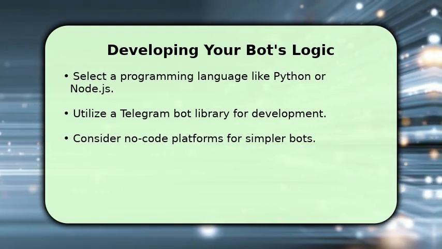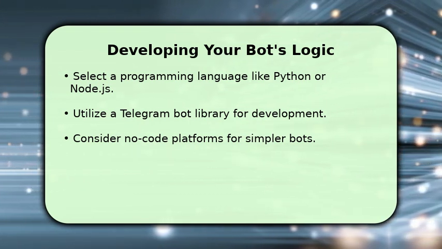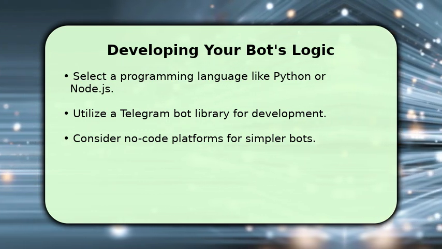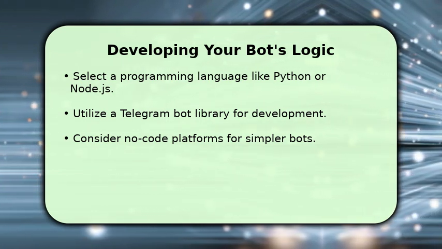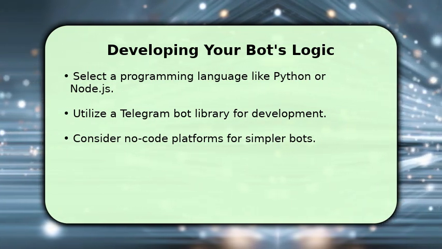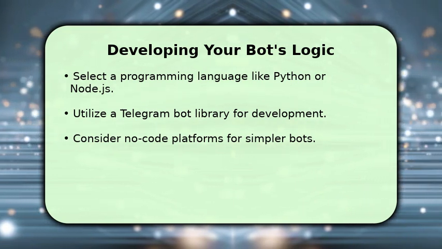Now that you have your token, it's time to decide how your bot will function. You can use a programming language such as Python, Node.js, or Java, often with a dedicated Telegram bot library to simplify development. Alternatively, for simpler tasks, explore no-code platforms that allow you to build bot logic without writing any code, making it accessible for everyone.